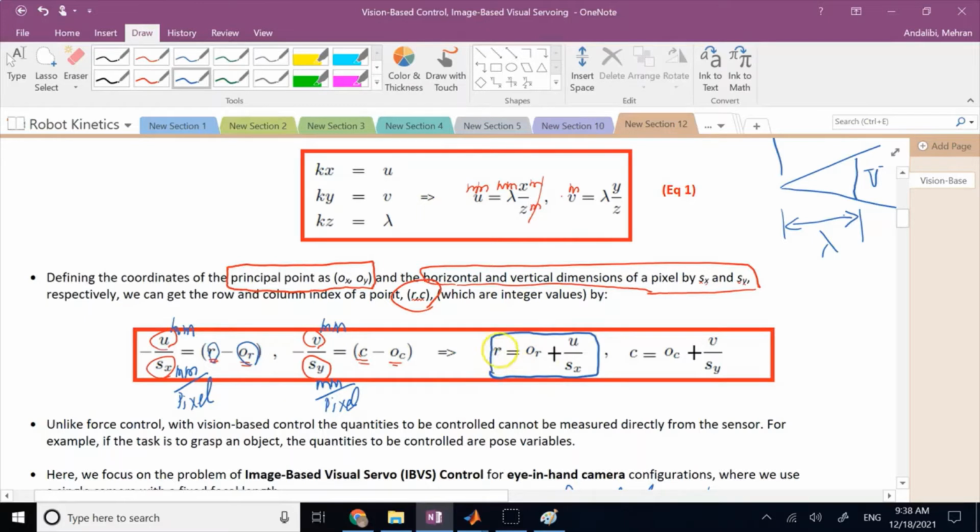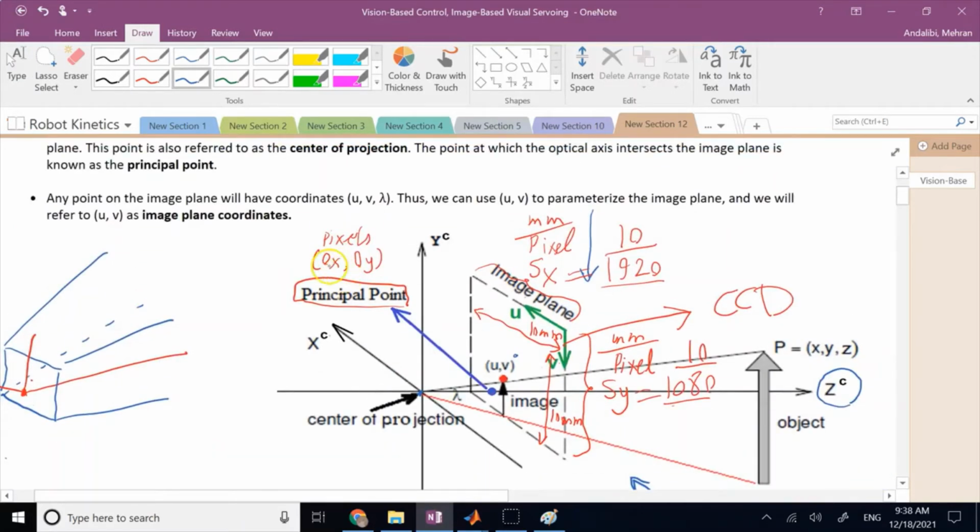The row index is going to be the location of the center plus U divided by SX. The column index is, which is the location horizontally, I'm sorry, it is, again, OC, the location of the principal point C, plus V over SY. This OC and OR are the same as what I said, OX and OY. So let's write them that way so it is not confusing.